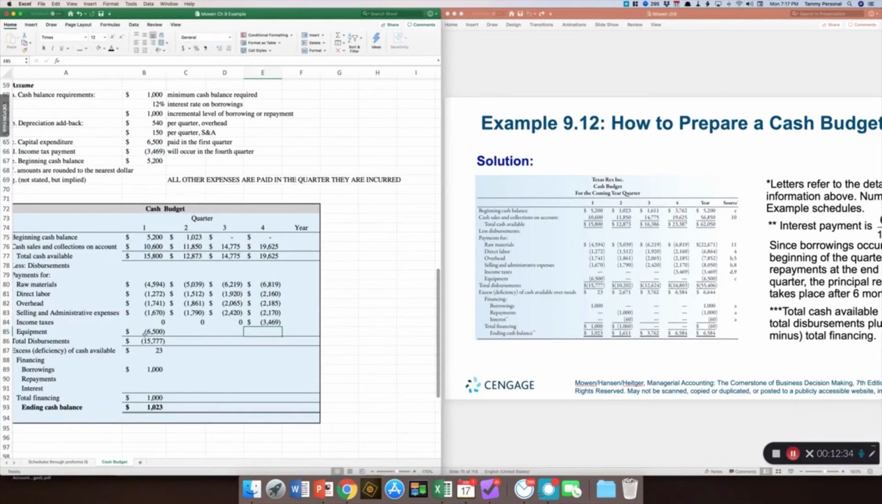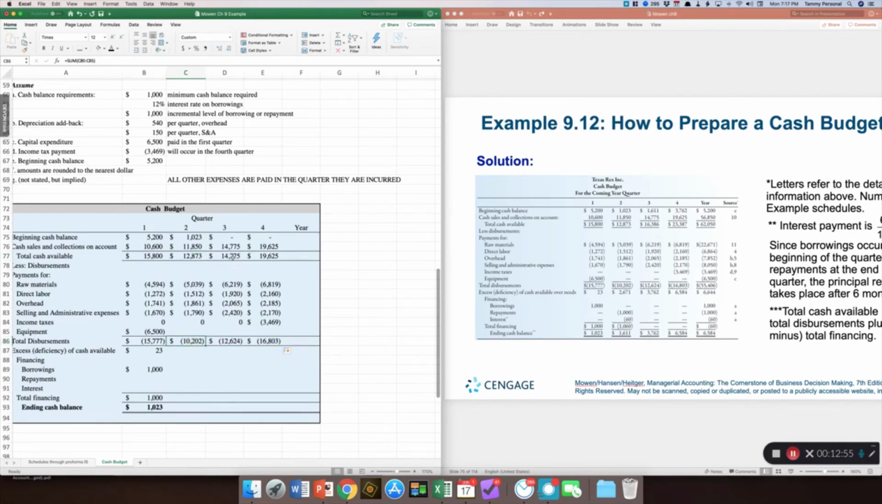Okay, and our equipment, we're not going to have any more cash disbursement for capital expenditures. So our total disbursements, we can drag that over. Right, so now we have 12,000 cash coming in, 10,000 cash going out.